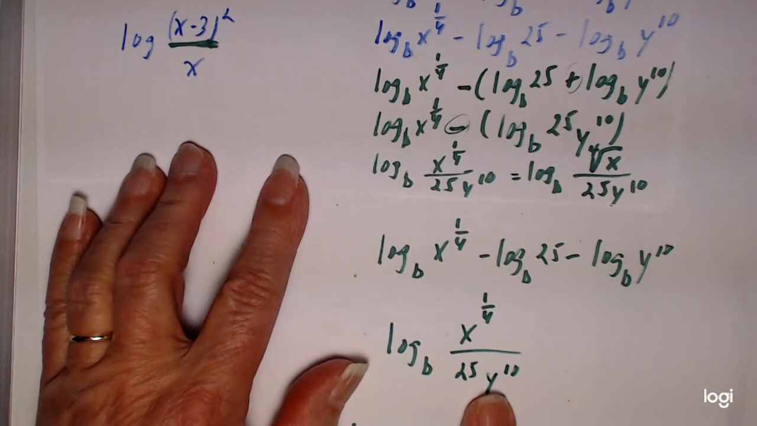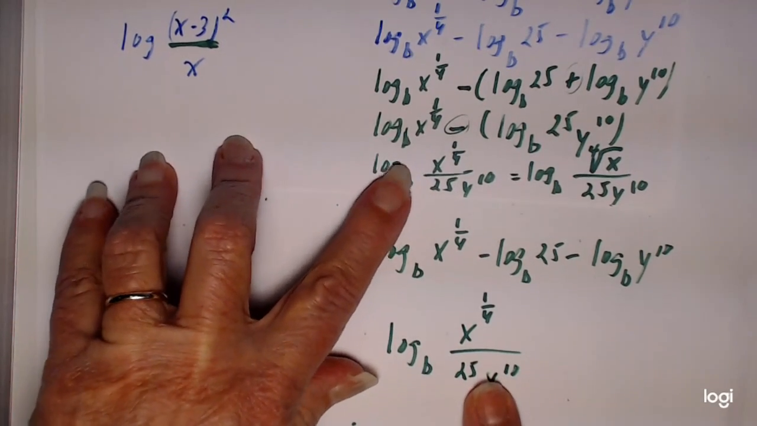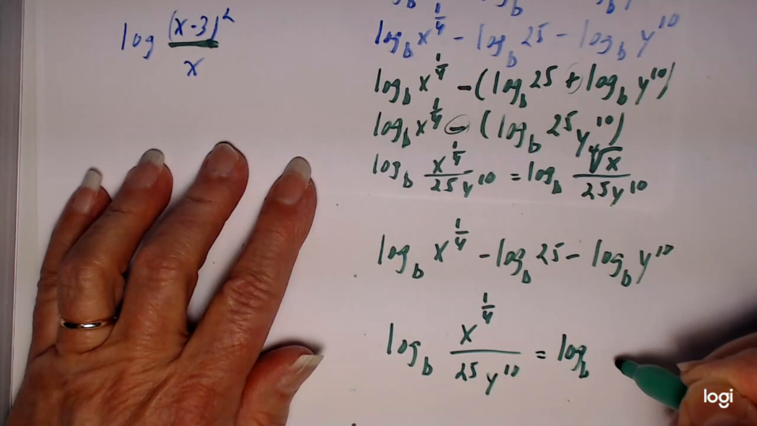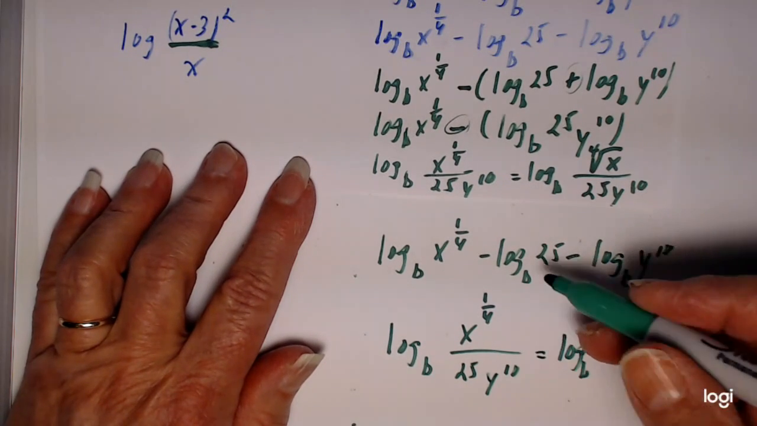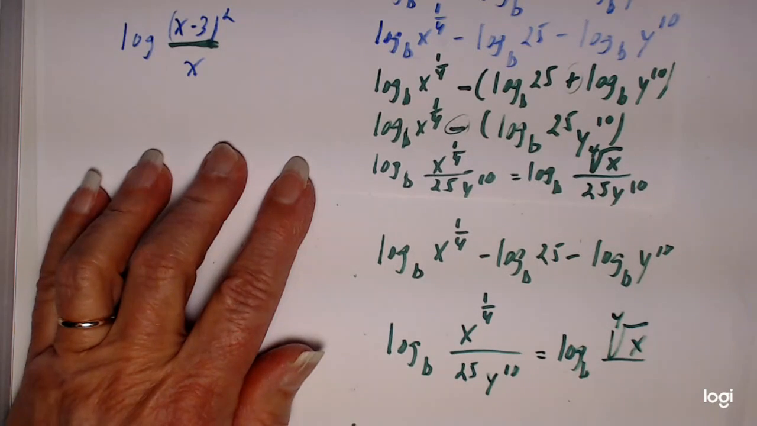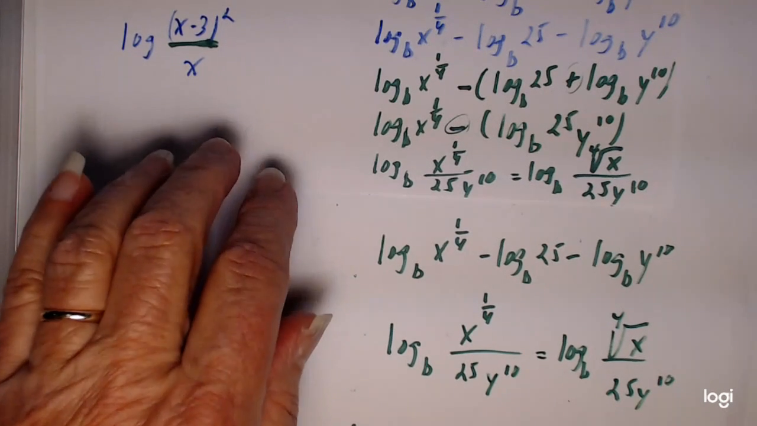And just similar to what we did up here, you can see these are the same answers. The last step would be to take this x to the 1/4 and write it as a radical, the 4th root of x, and then the 25y to the 10 stays in the denominator.